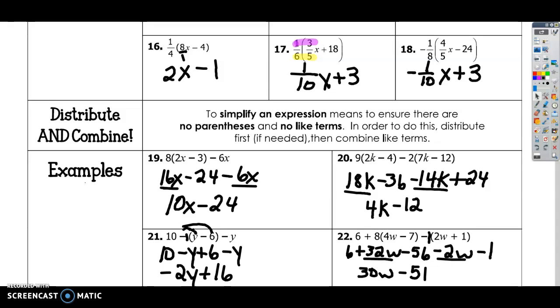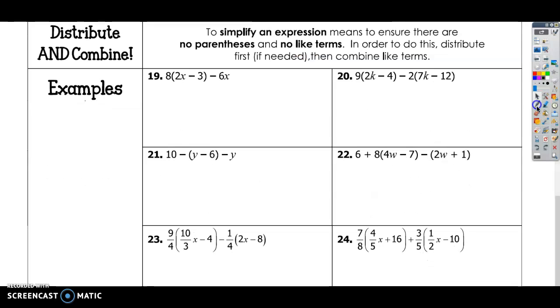Okay, as always, if you need to pause this before moving on so that you make sure you get your notes, go ahead and do so. All right, the last two have fractions, so let's get started and we're almost done.